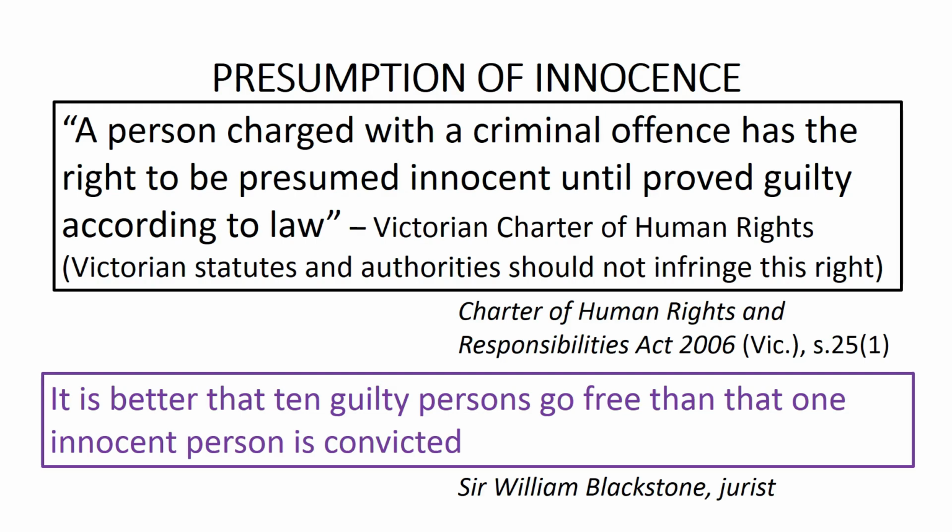Nonetheless, when we weigh up the consequences to an innocent person of being wrongly convicted of a crime against the risk that guilty people will go free, we take the view that it's better to err on the side of protecting the innocent from being wrongly convicted. This approach has been summarised by Sir William Blackstone, a famous lawyer, who a long time ago said, "It is better that 10 guilty persons go free than that one innocent person is convicted."